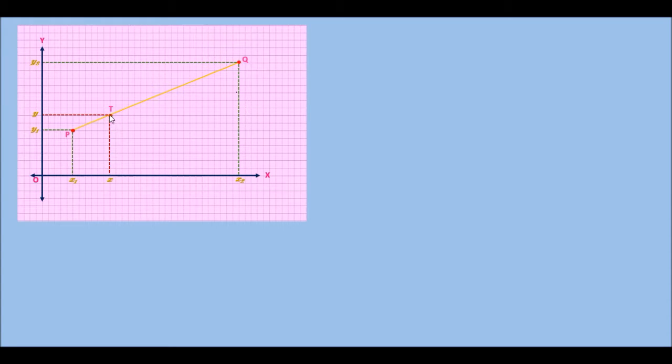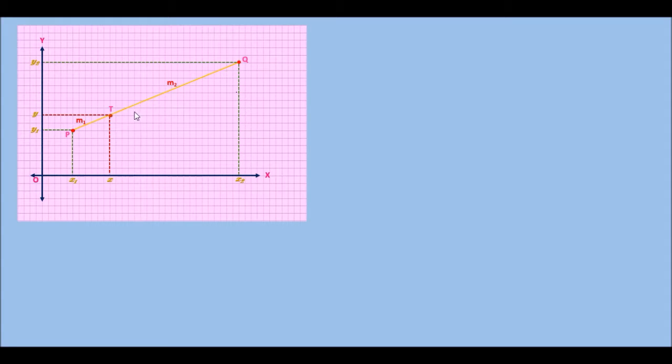Now, T is a point on the line segment PQ having the coordinates x, y, which divides this line segment PQ into two segments having lengths of m1 and m2 units respectively. So PT by TQ will be equal to m1 by m2. The point T is on the line PQ, so it is dividing this line segment PQ internally.